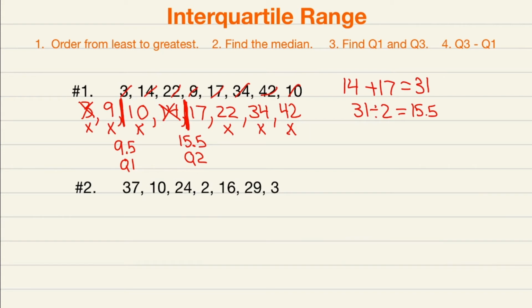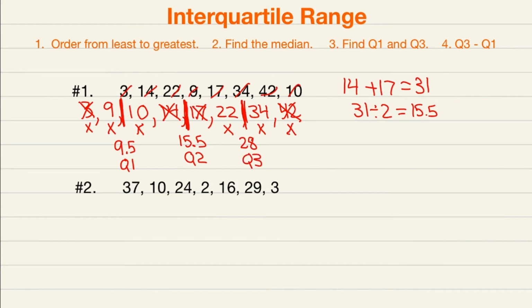And now we're going to find our median once again of our upper half of numbers. So 17, 22, 34, and 42. Let's cross out our smallest and largest values. And then we're left with 2 numbers again, 22 and 34. We're first going to add them together. If we add them together, we're going to get 56. And then 56 divided by 2 is going to give us 28. And this one is going to be known as quartile 3.